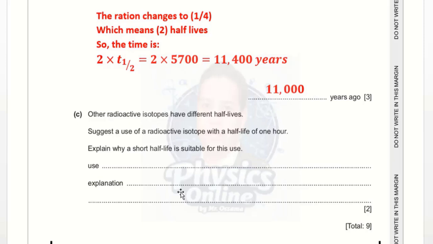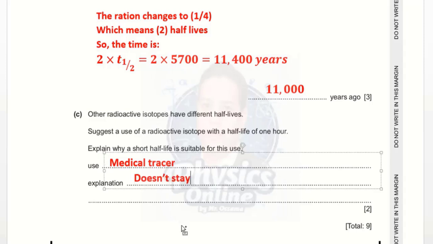Suggest a use of a radioactive isotope with a half-life of 1 hour. Explain why a short half-life is suitable for this use. A short half-life is suitable to use in a medical tracer. Why? Because it doesn't stay in the body for a long time, so it is less harmful.